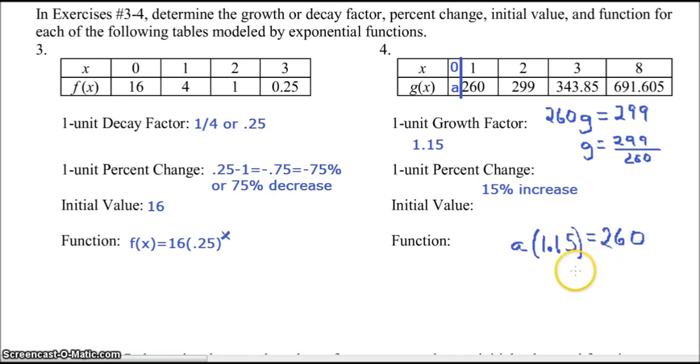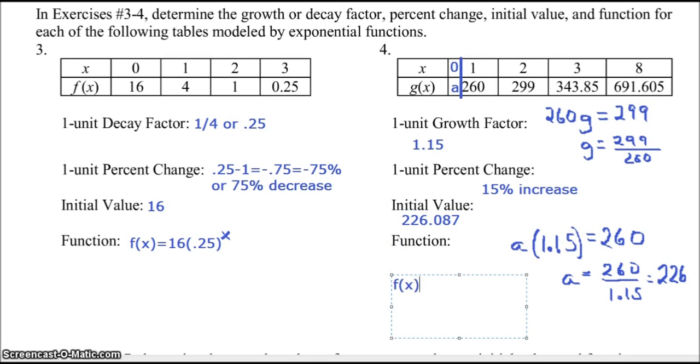So A is simply 260 divided by 1.15. That's pretty close to 226. It's 226.087 to be exact. Now that we know our initial value, we can easily write the function. So the function for exponential growth, we start with our initial value, 226.087, and we have our growth factor raised to x.